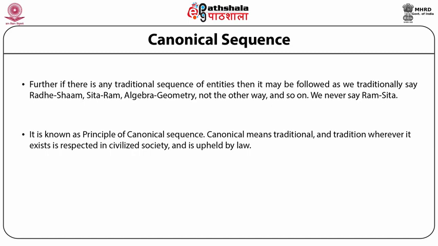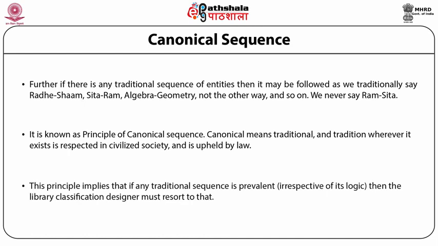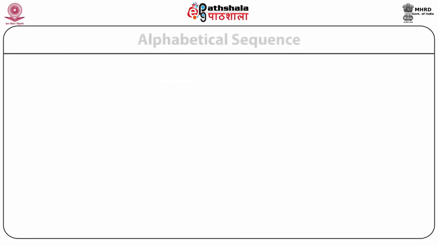Canonical means traditional, and traditions, whenever it exists, is respected in a civilized society and is upheld by law. This principle implies that if any traditional sequence is prevalent, irrespective of its logic, then the library classification designer must resort to that and accept it.